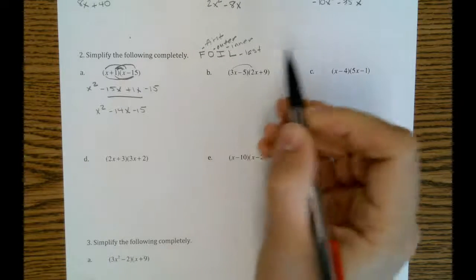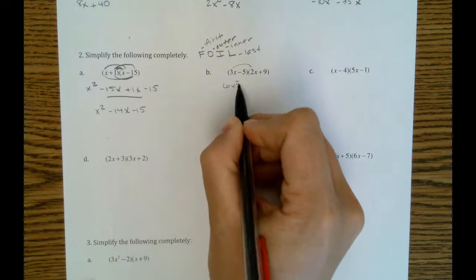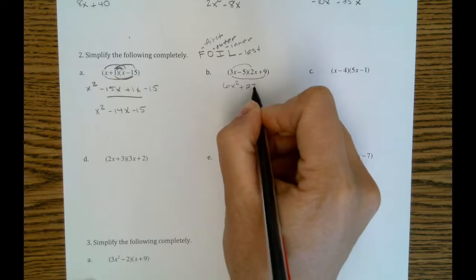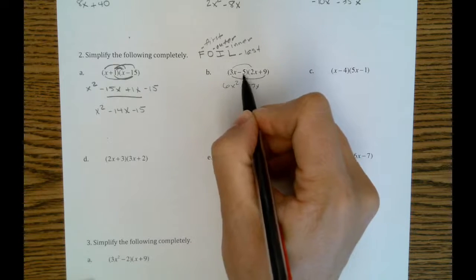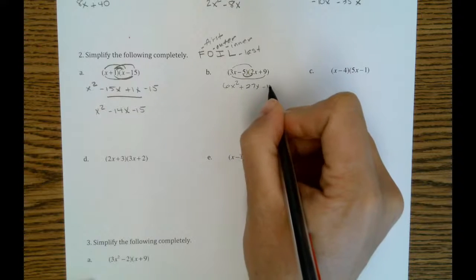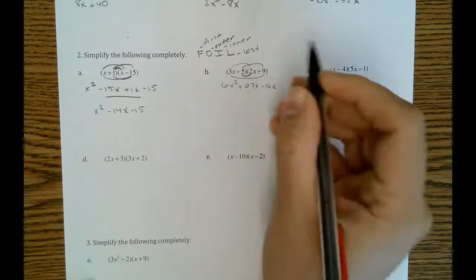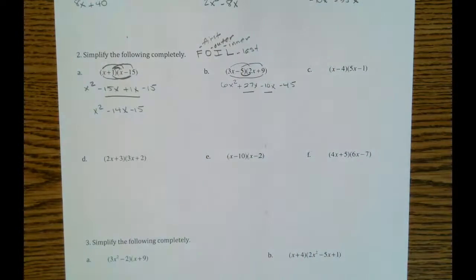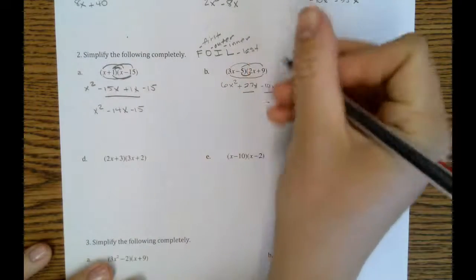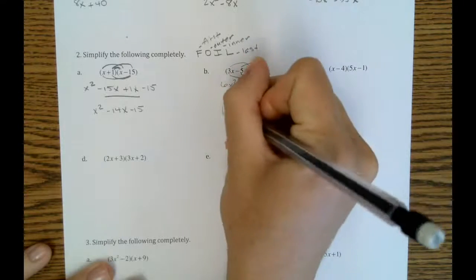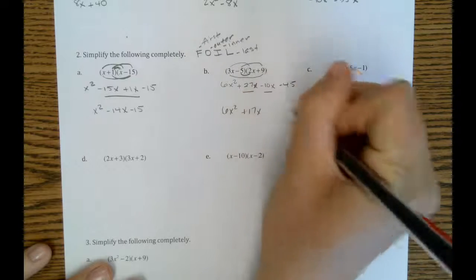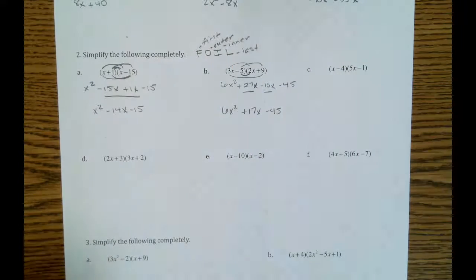Okay, so here, first times first is 6x squared. Our outer, 3x times 9, is 27x. Inner is negative 5 times 2x. Last, negative 5 times 9, negative 45. Both of our middle terms have an x with them, so we can combine those. Negative 27 minus 10 is positive 17. And we keep our other 2 items the same.